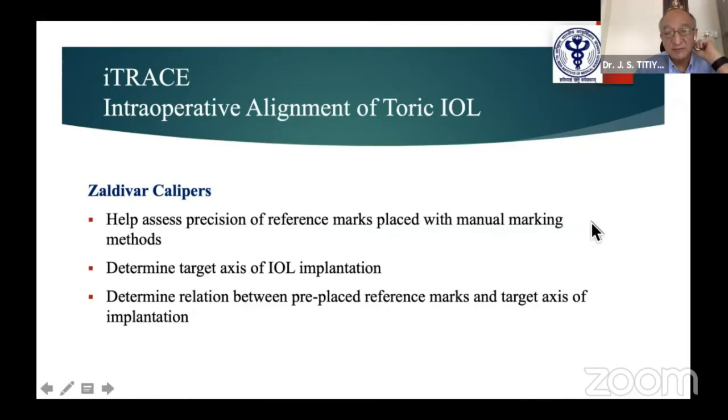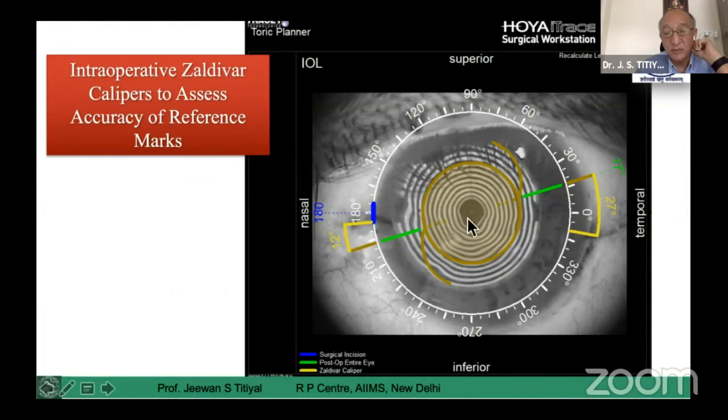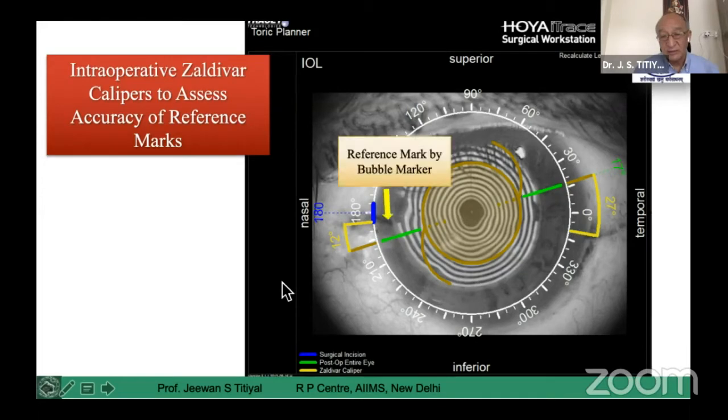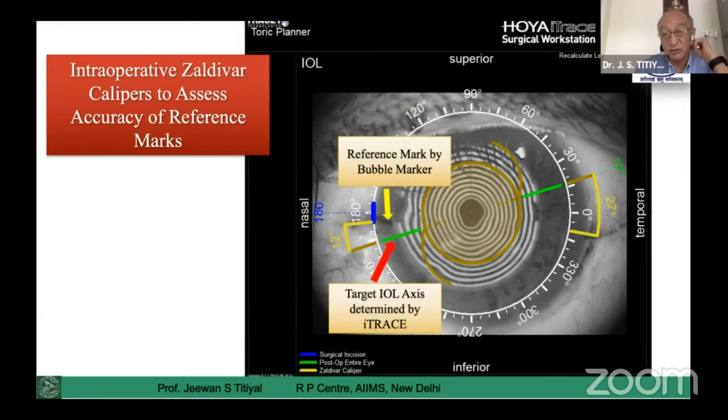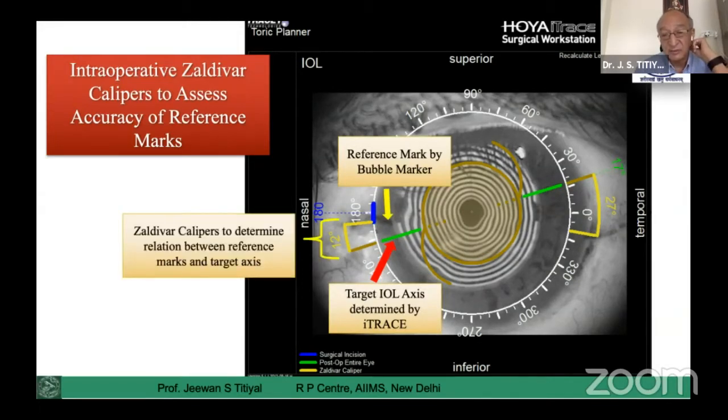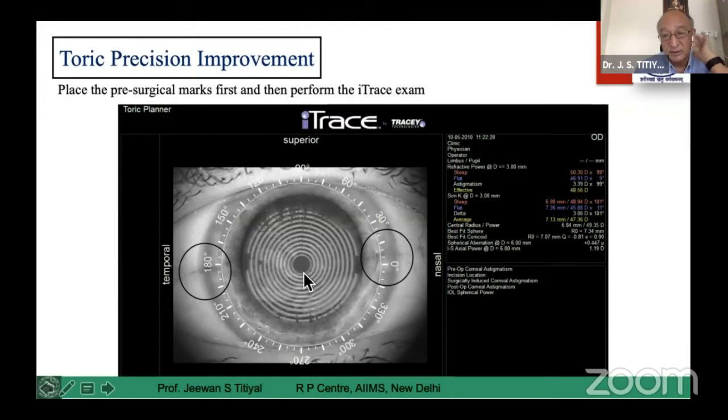The gel-double caliper also helps in giving you a guide. If you have put a mark physically by pen, either with a bubble marker or a slit-lamp marker, you can take the patient to iTrace, and that will give you a new assessment based on your mark to exactly give you the new axis of toric implantation. So the reference mark by bubble marker, and this is the IOL axis now required to be placed. The gel-double caliper gives you the distance from your initial mark to the new IOL placement mark. So this is a very important tool which can be helpful if you don't have image-guided surgery at hand.